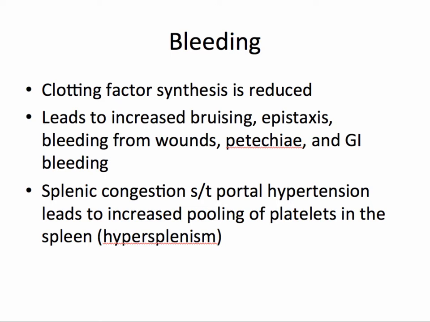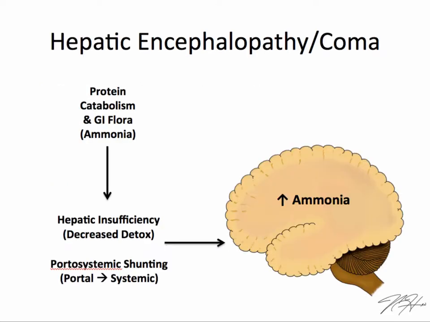In liver disease, clotting factor synthesis is reduced. This leads to an increase in bruising, epistaxis, bleeding from wounds, petechiae, and gastrointestinal bleeding. Splenic congestion secondary to portal hypertension leads to an increased pooling of platelets in the spleen, causing hypersplenism. Hepatic encephalopathy or coma is a neuropsychiatric symptom associated with portal hypertension and shunting of blood from the portal venous system into the systemic circulation.